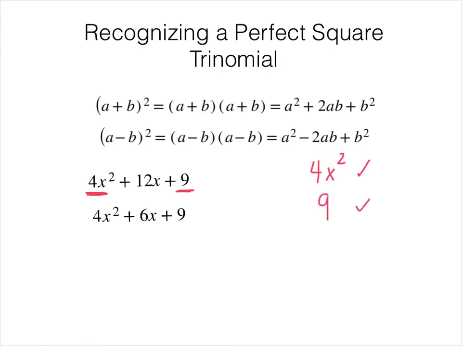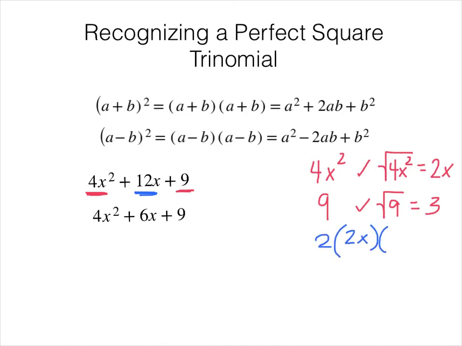Now you need to find the square root of those two terms. What is the square root of 4x squared? Well, the square root of 4 is 2, and the square root of x squared is x. The square root of 9 is 3. So then you're going to look at that middle term. That middle term should be 2 times that first term's square root times the third term's square root. If you multiply it, 2 times 2 is 4 times 3 is 12. And you do indeed get 12x. And this is a perfect square.